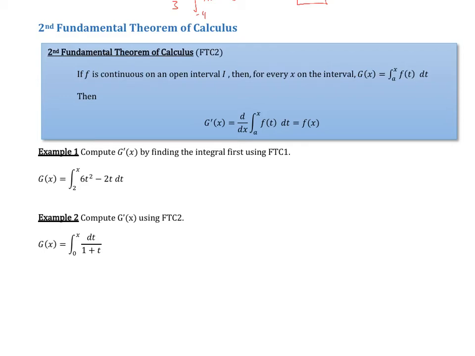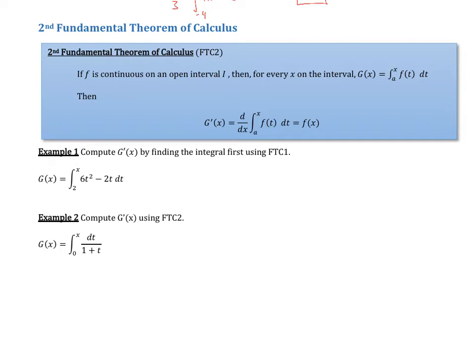So the second fundamental theorem of calculus says if we have a function that is an integral function, g of x equals the integral from a to x of f of t dt. That's an integral function because it's a function that has an integral in it. And we go and we take the derivative of that. Well, it just counteracts each other, basically.